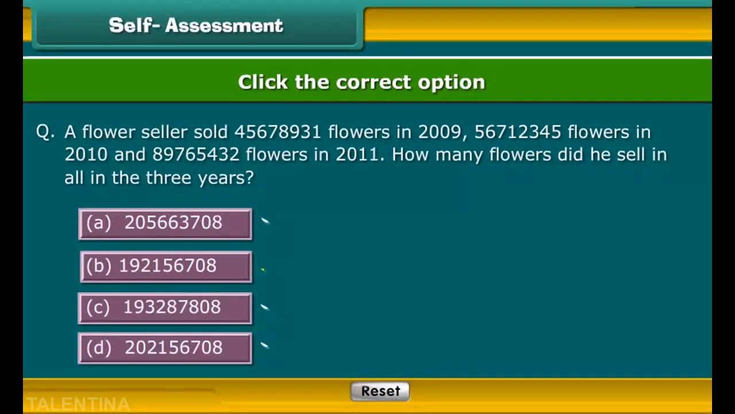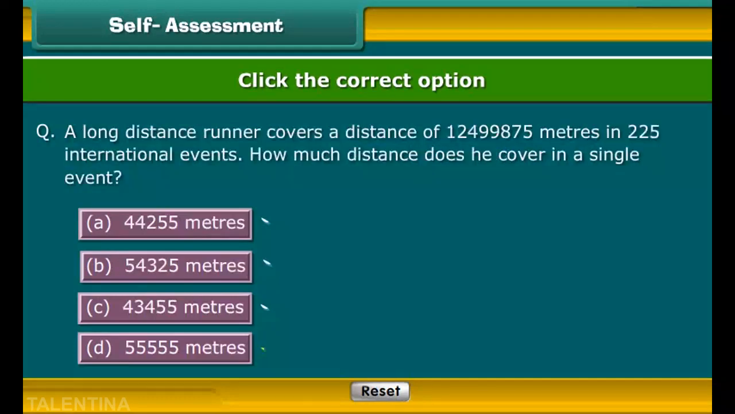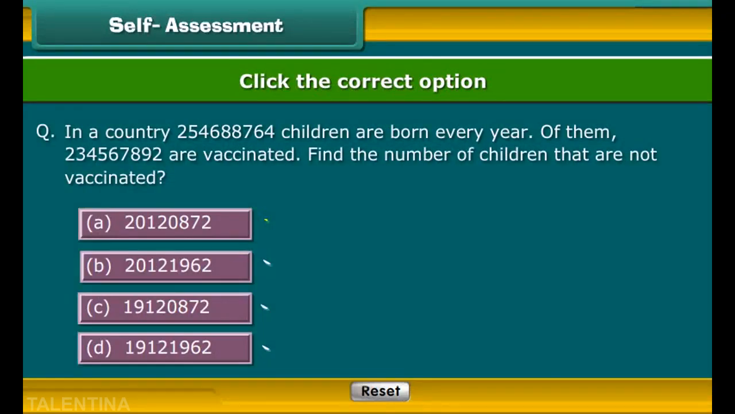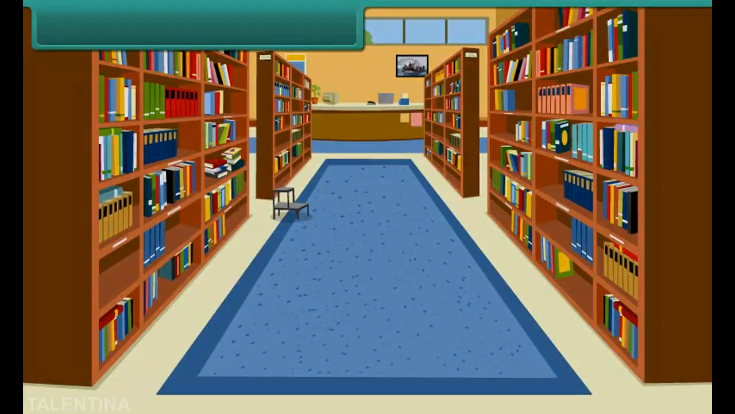Self-assessment. Read the question carefully and click the correct option.